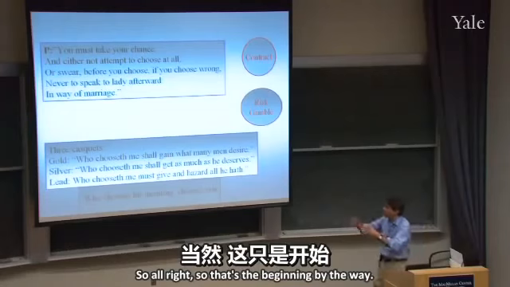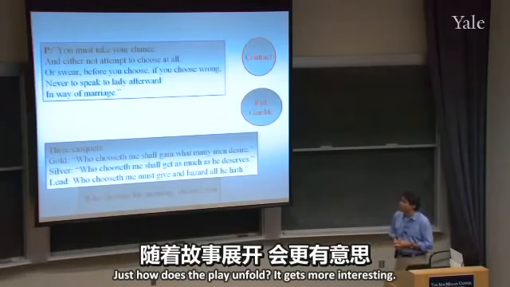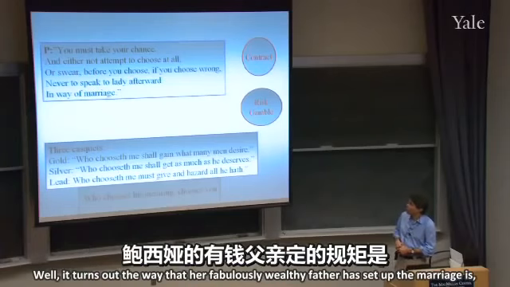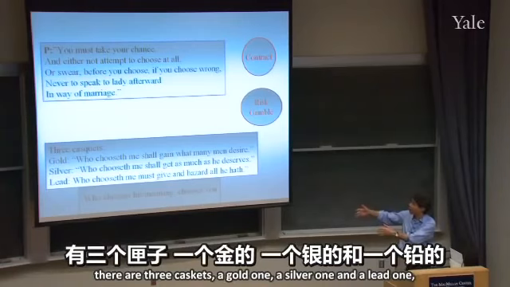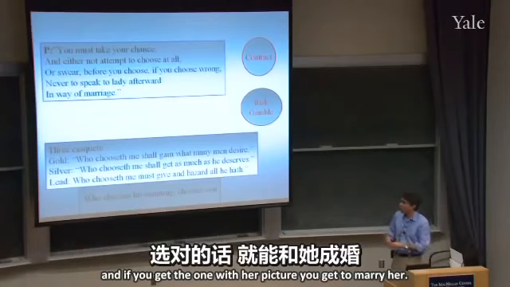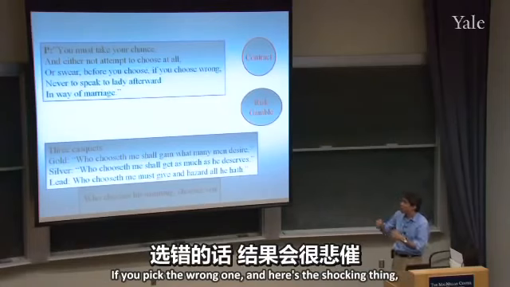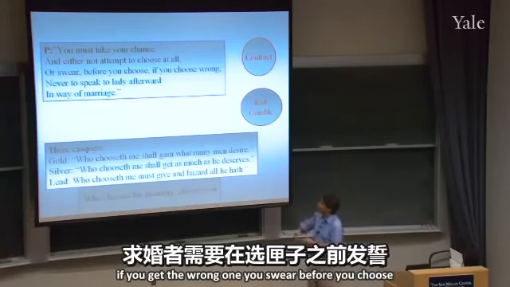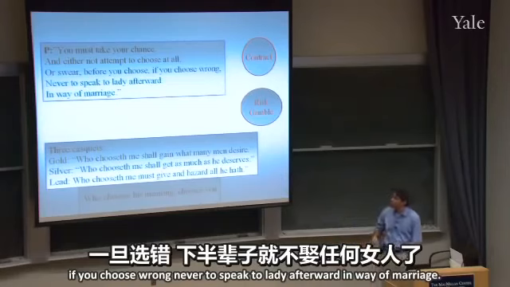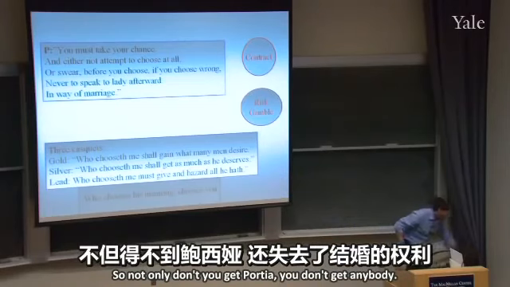So, all right, that's the beginning, by the way. Just how does the play unfold? It gets more interesting. After getting his money, Bassanio then goes to woo fair Portia. And how does he woo her? Well, it turns out the way that her fabulously wealthy father has set up the marriage is there are 3 caskets, a gold one, a silver one, and a lead one. And he has to pick one. One of them contains her picture, and if you get the one with her picture, you get to marry her. If you pick the wrong one, and here's the shocking thing, you swear before you choose, if you choose wrong, never to speak to lady afterward in way of marriage. So not only don't you get Portia, you don't get anybody.